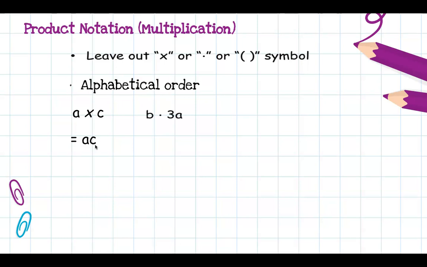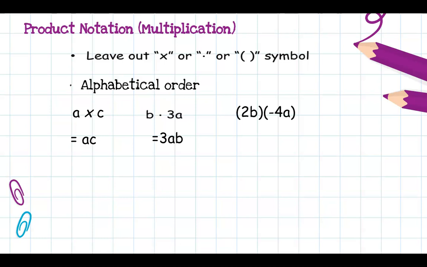Another example, now we have a number in the expression, B multiplied by 3A, so you write the number first, so that would make the 3 your coefficient, and then in alphabetical order. So 3AB. This means 3 times A times B.